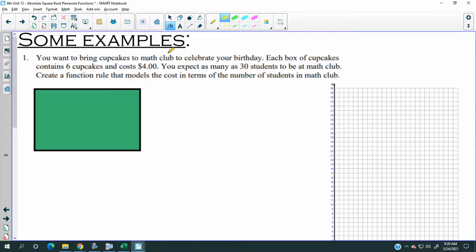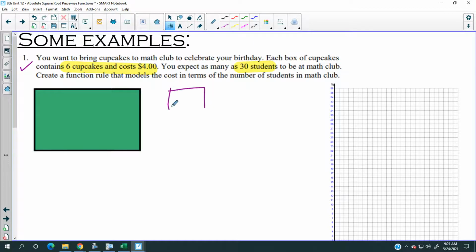You want to bring cupcakes to the math club to celebrate your birthday, all right? Each box of cupcakes contains 6 cupcakes and costs $4. There are as many as 30 students at the math club, right? Now, the math is very straightforward, but one of the things you need to understand is, if you see the answer, you know what they're trying to say.